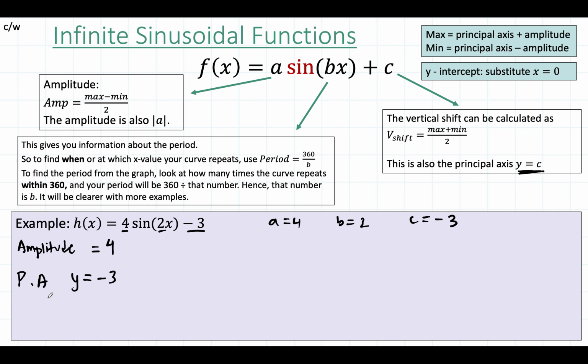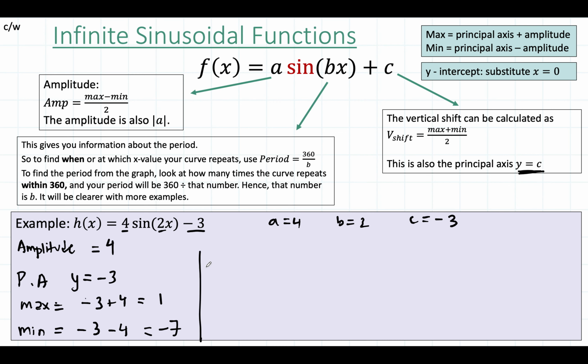Now, having the amplitude and the principal axis, I can find the maximum and minimum as well. So the maximum is going to be me adding these two together. So it's going to be negative 3 plus 4, and that's going to give me 1. And the minimum is going to be me subtracting them. First, you take the principal axis and you take away the amplitudes. Be careful about the signs. That's going to give me -7. So the maximum value my graph can reach is 1, and the lowest value is -7. And then finally, the period.